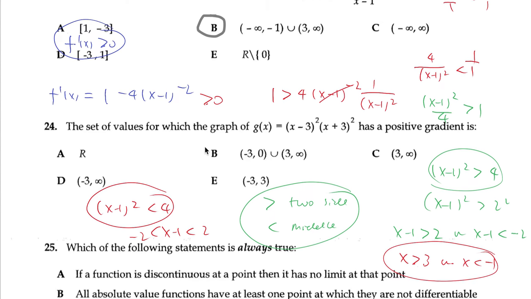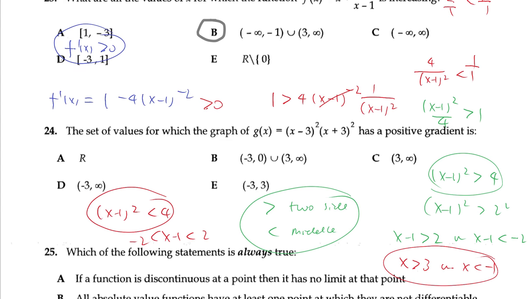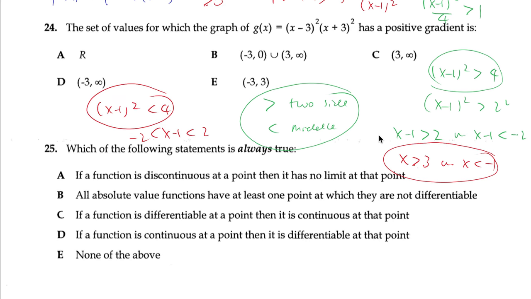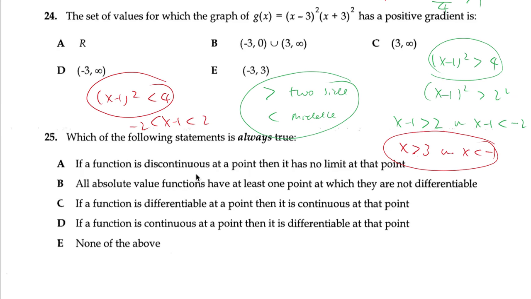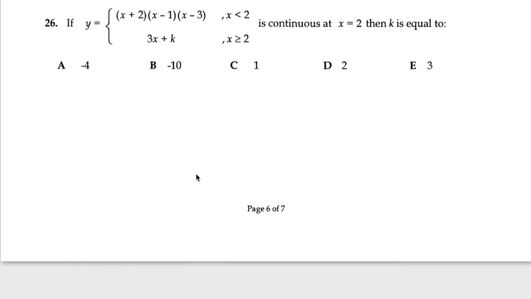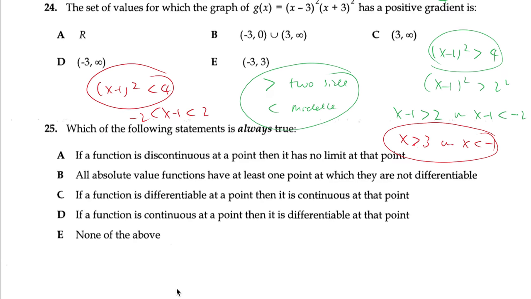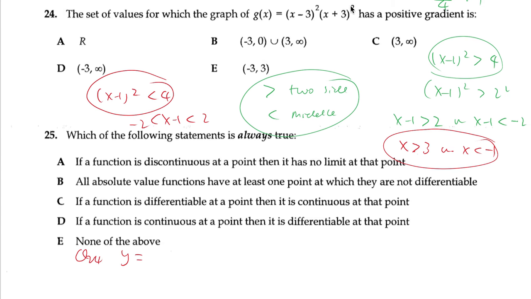So just like inequality, you just do it step by step. Then question 24, the set of values for which the graph has a positive gradient. Again, you just need to do it step by step. I'll write it down here. I want to simplify this a little bit first. I want to combine both squared terms together: (x minus 3)(x plus 3) is x squared minus 9. This will make my life a lot easier, because I don't want to waste my time doing the product rule.